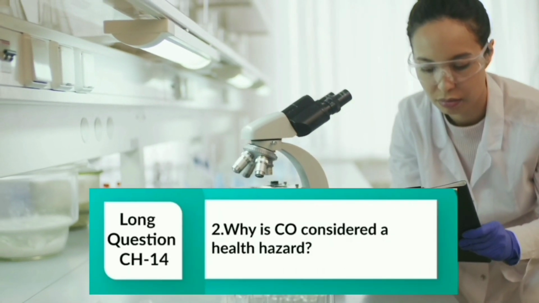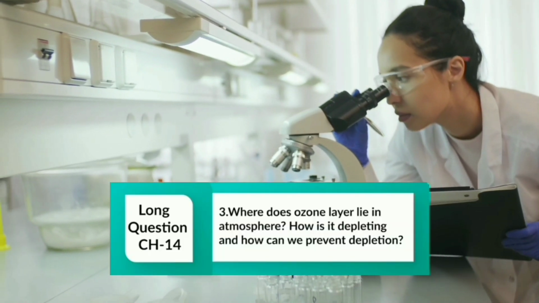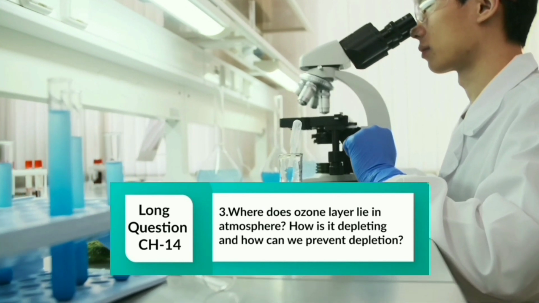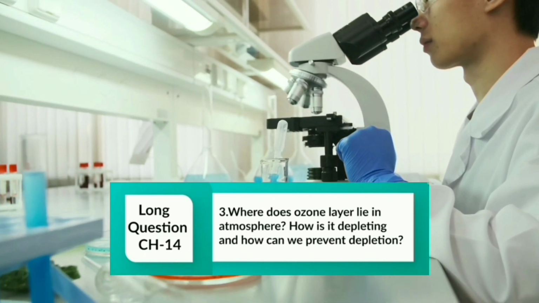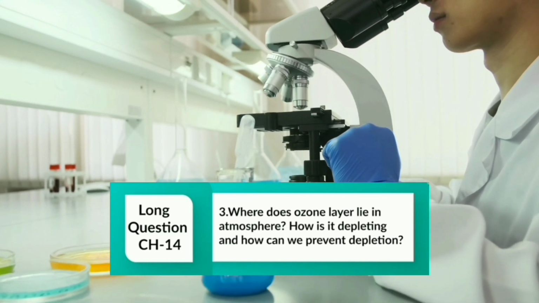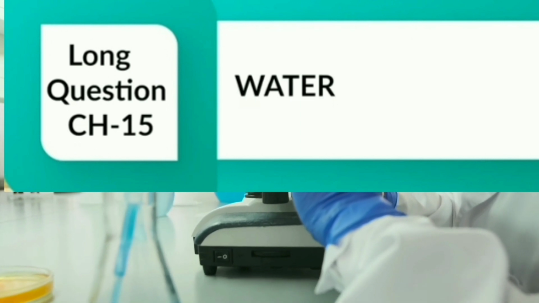Second is, why is CO considered a health hazard? Third question is, where does the ozone layer lie in the atmosphere? How is it depleting and how can we prevent depletion? Now the next chapter is 15, which is water.